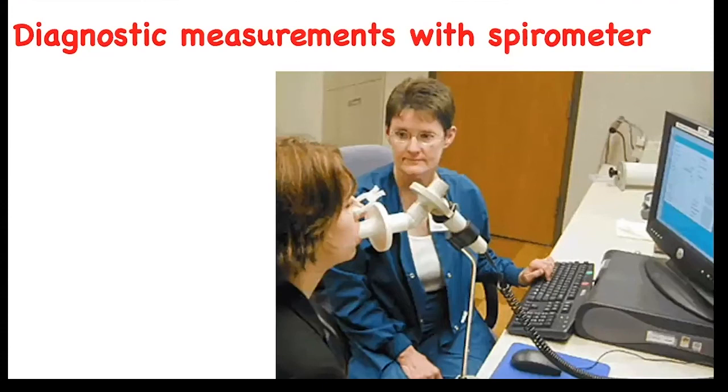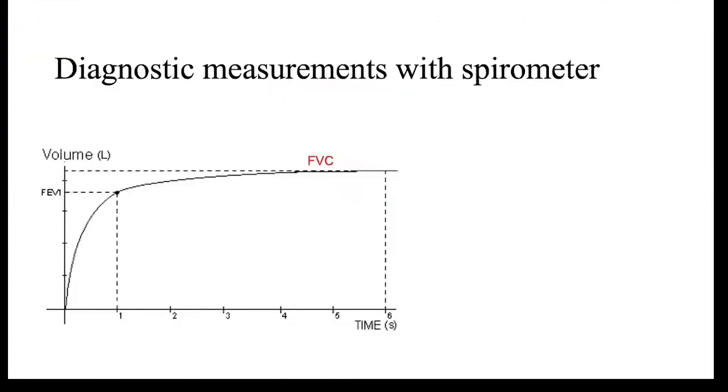A spirometer is used to measure expiratory volumes. These volumes then can be used to determine pulmonary function. The first diagnostic measurement is forced vital capacity, or FVC.